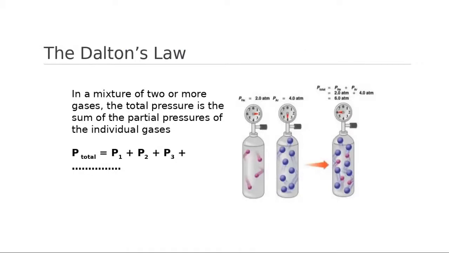The first law is Dalton's law. Dalton's law, in very easy words, says that if I have a container that contains a mixture of gases, so in a mixture of two or more gases, the total pressure inside this container is equal to the sum of the partial pressures of the individual gases. So P total equals P1 plus P2 plus P3, where P1, P2, P3 are the partial pressures of each gas.